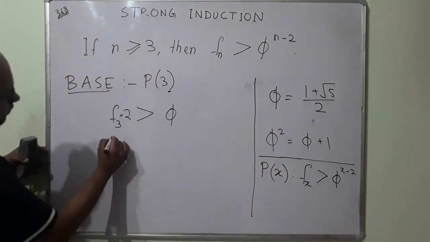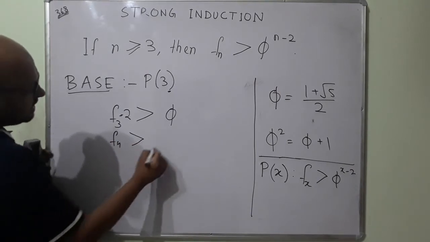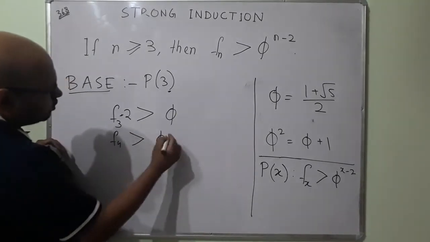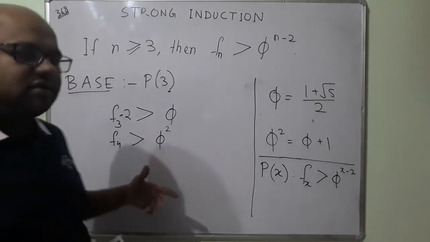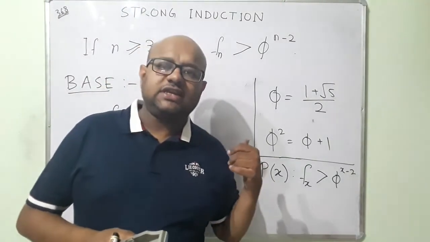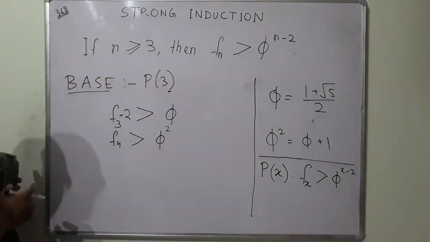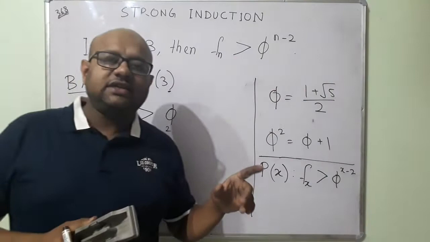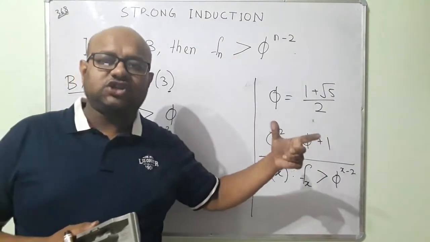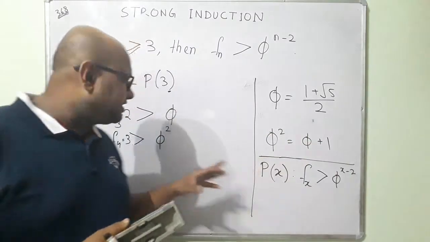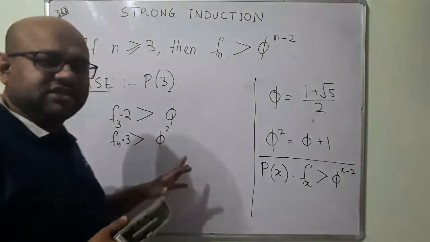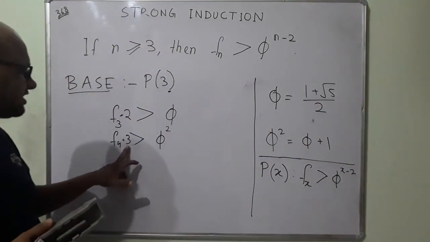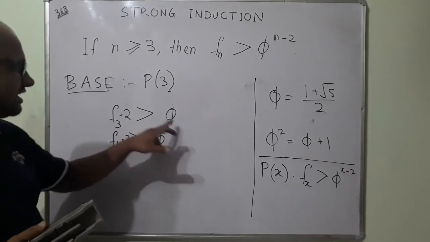F of 4, is it greater than phi to the power 4 minus 2? 4 minus 2 is 2. So f of 4, is it greater than phi square? Once again you can use your calculator to verify this. You will see that f of 4 is equal to 3, our fourth Fibonacci number. The golden ratio is 1.6, but that irrational number squared is less than 3. It is 2 point something. So I can see f of 4 is greater than phi square, and f of 3 is greater than phi.